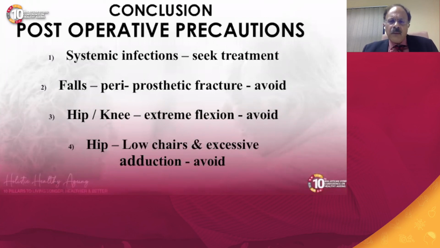And knee flexion, one may not be able to flex up to 130 degrees, maybe 120 or 110, but not 130. It may not be the same as before, because nobody can replace nature, or God, the way it was intended, by doing these artificial joints. But sometimes you've got to accept certain limitations in the range of movement. For the hip, like I said, low chairs, excessive adduction, cross-legging, those things should be avoided in the first few months, first year or so at least, so that the muscles get stronger, they become more stable, and the joint does not dislocate. So those are some of the precautions that one has to take.